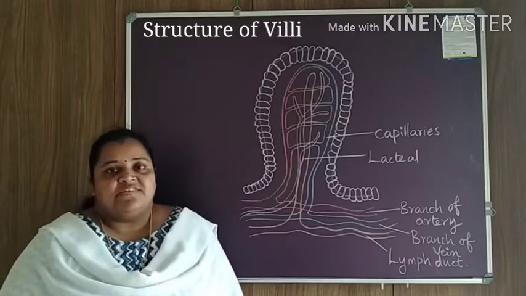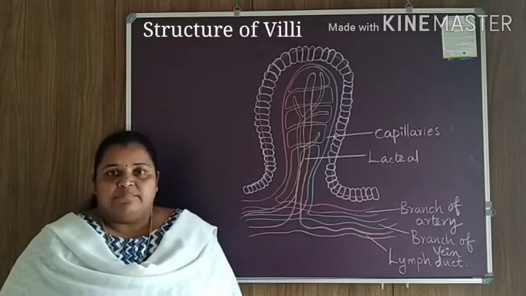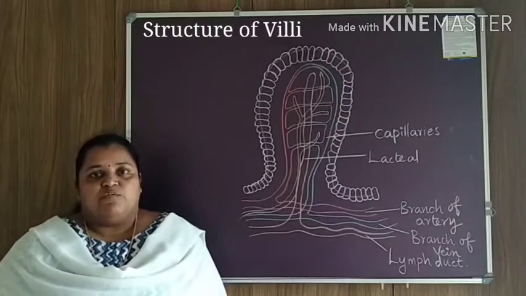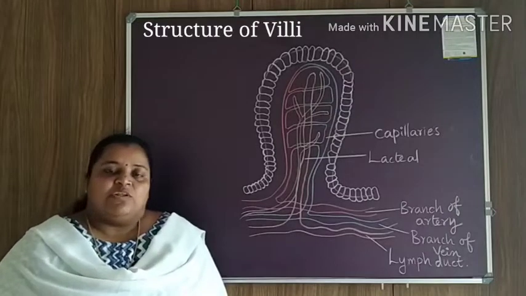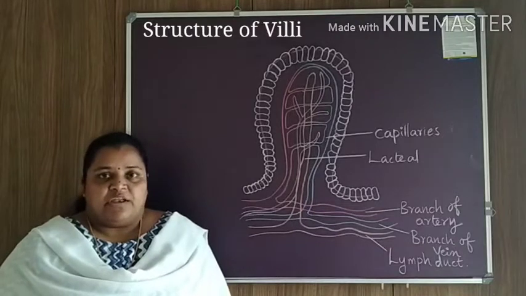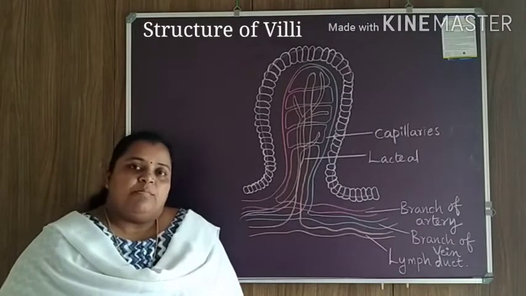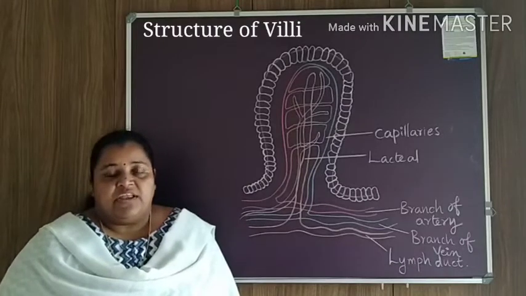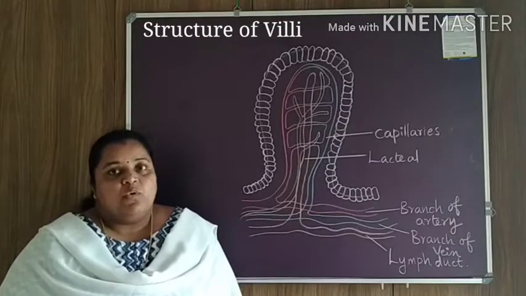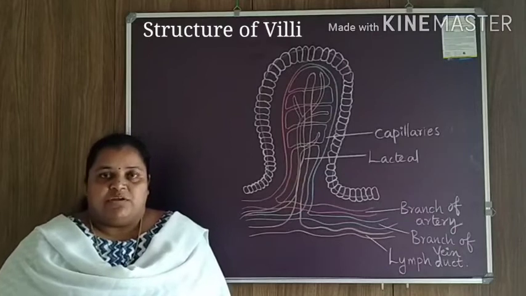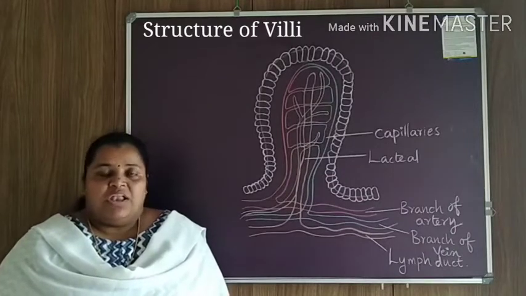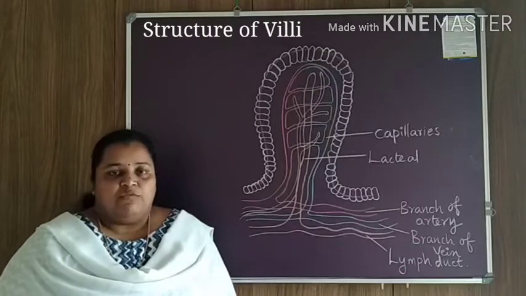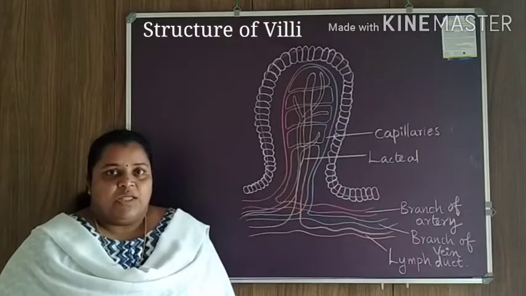They increase the surface area for absorption because millions and millions of villi are present on the wall of the small intestine. More villi on the wall of the small intestine means more area for absorption. Now let us have a closer look at the structure of a villus.